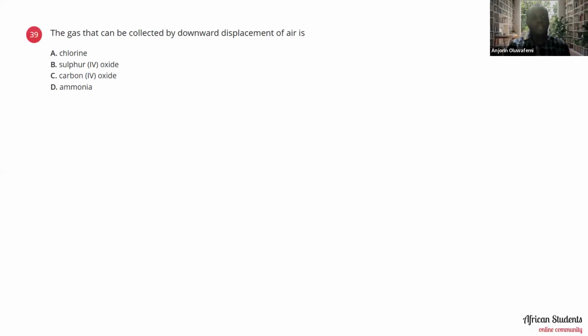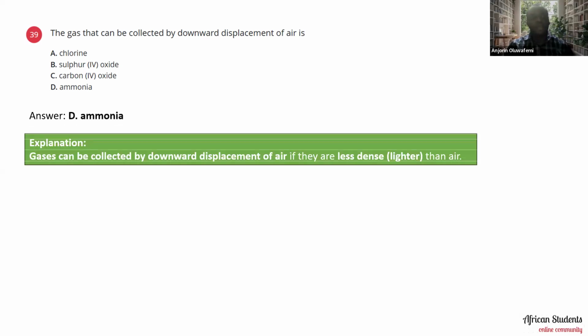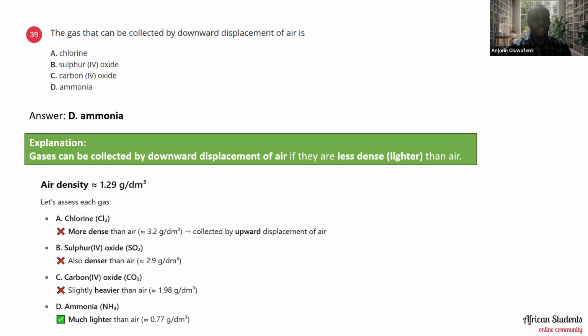The gas that can be collected by downward displacement of air is A, chlorine, B, sulfur dioxide, C, carbon dioxide, D, ammonia. The answer is ammonia. Gases can be collected by downward displacement of air if they are less dense, that is, they are lighter than air. Now, when you look at the air, the density of air is about 1.29 gram per dm cube.